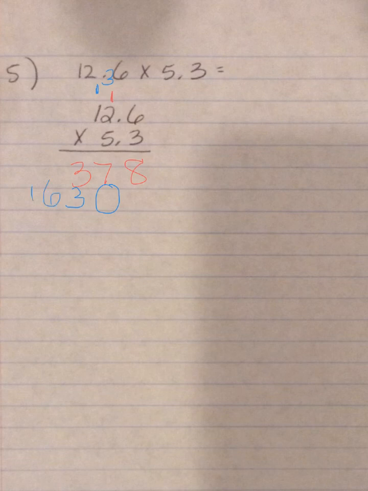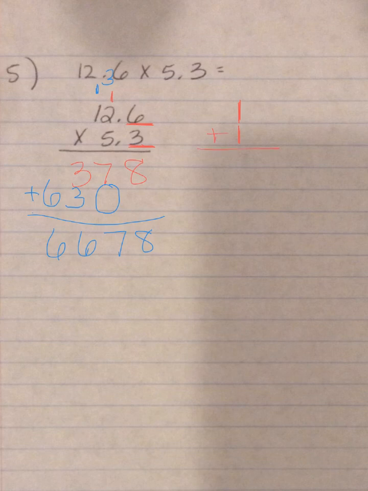Then I add those two answers together, and 8 plus nothing is 8. 7 plus 0 is 7. 3 plus 3 is 6, and nothing plus 6 is 6. Now, my answer isn't very reasonable right now because my answer is 6,678. But when we check it for reasonableness, you'll see that that doesn't make sense because I have not moved my decimals yet. So I am going to go back to the first factor, and I'm going to say, okay, 12.6 has one place to the right of the decimal. 5.3 has one place to the right of the decimal.